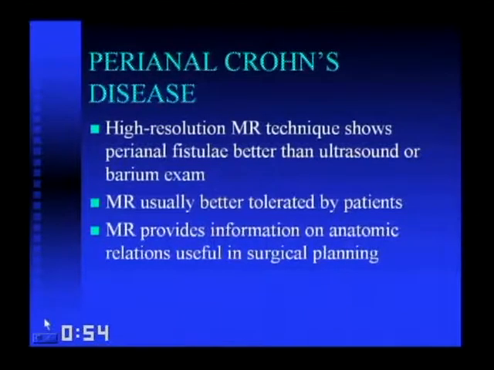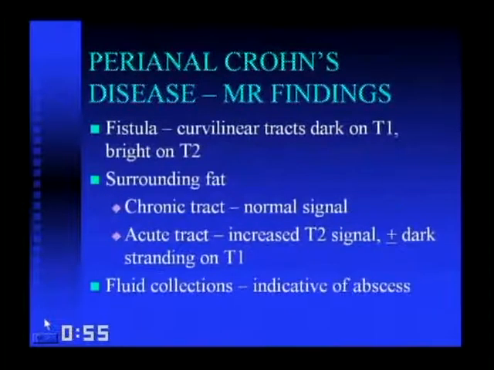We do T1 axials through the whole pelvis, and then we do T2 fat-sat 5 millimeter interleaved images in sagittal, axial, and coronal planes. It provides great information on the anatomic relations of the fistulas for surgical planning, and it is really an easy scan to read. What you're looking for is just curvilinear tracts that are extending from the anus or rectum to wherever they decide to go.